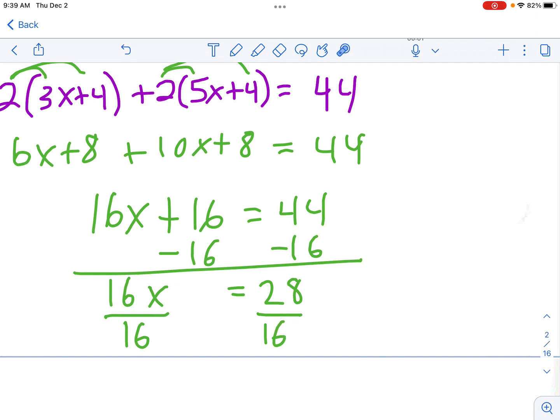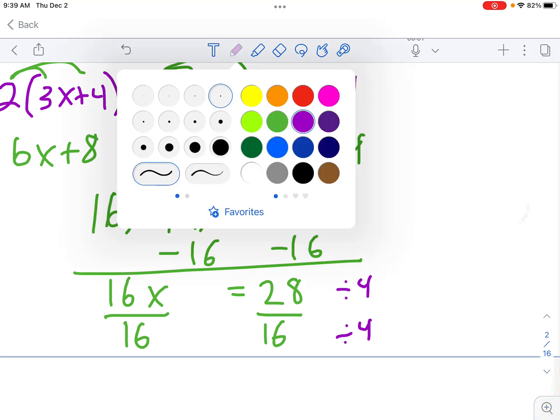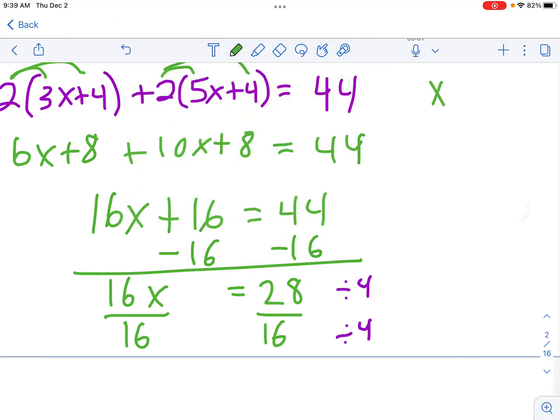I'm looking at this fraction here, and I'm thinking 2 goes into both, but that's kind of small. 4 goes into both, so I am going to divide each by 4, and so I am going to get x equals 7 over 8. No, not 7 over 8, 7 over 4. Gotta watch my math there.